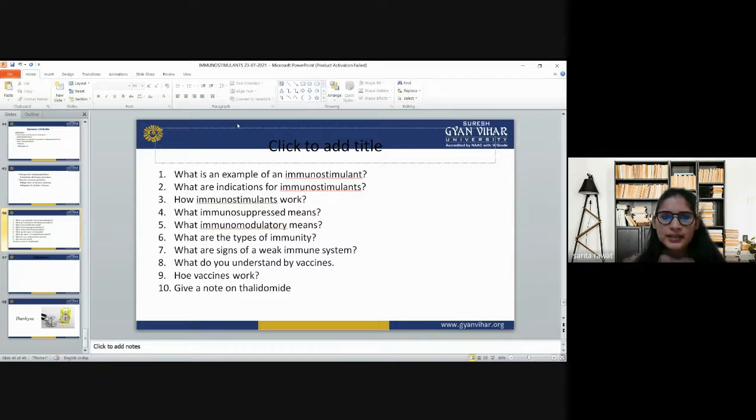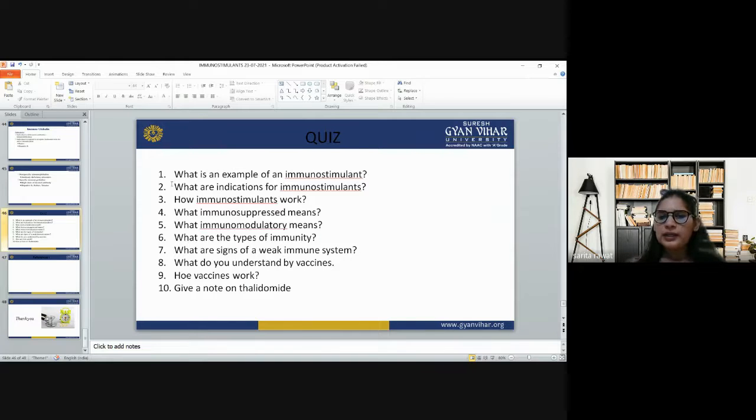Now, these are some quiz questions. We have compiled some questions for you as a quiz, so you can easily answer them, and these are regarding immunostimulants and immunosuppressants. What we have studied today is included in this. So first, what is an example of an immunosuppressant? An immunostimulant? What are the indications for an immunostimulant? You can easily answer this because we have already covered that.